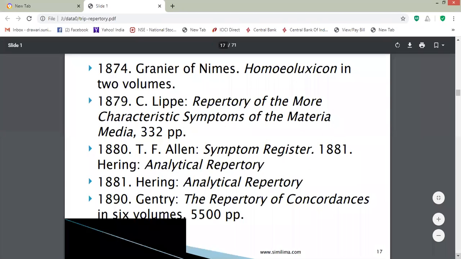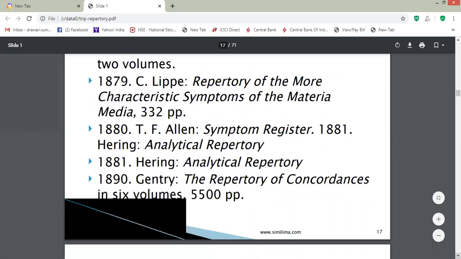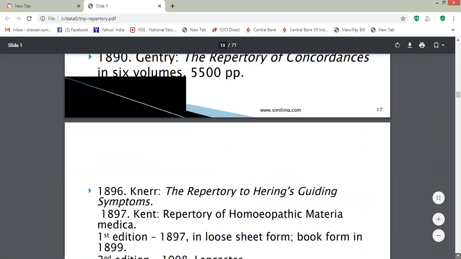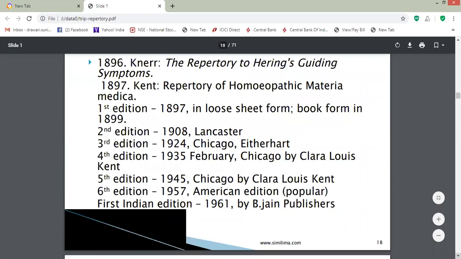In 1880, T.F. Allen's Symptom Register. In 1881, Hering's Analytical Repertory. Then in 1890, Gentry's Repertory of Concordance in 6 volumes. 1896, Nash's Repertory of Hering's Guiding Symptoms. 1897, Kent's Repertory of Homeopathic Materia Medica. Its first edition was in 1897 in loose sheet form, book form in 1899.